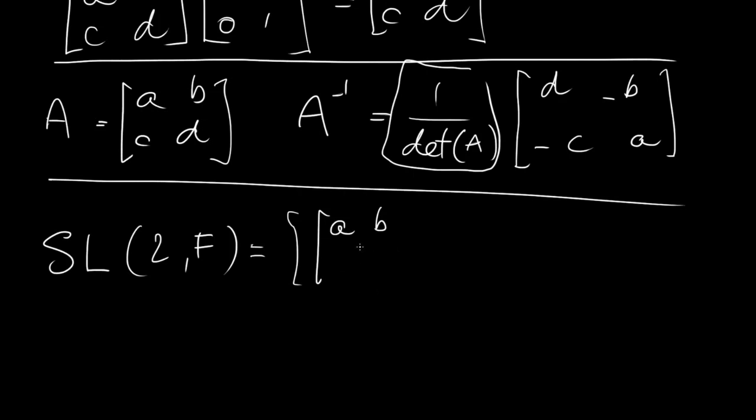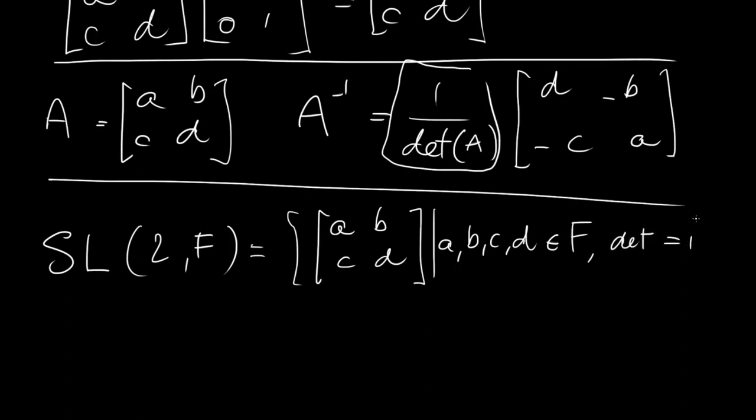A, B, C, D, such that A, B, C, D is in F, and the determinant is 1. Okay, is this a group? I told you this F can be any set we want, even some restricted set, like the set of all the integers less than 5.